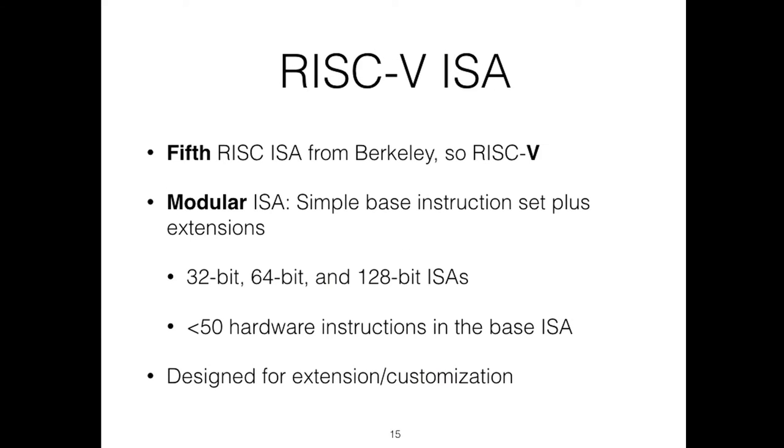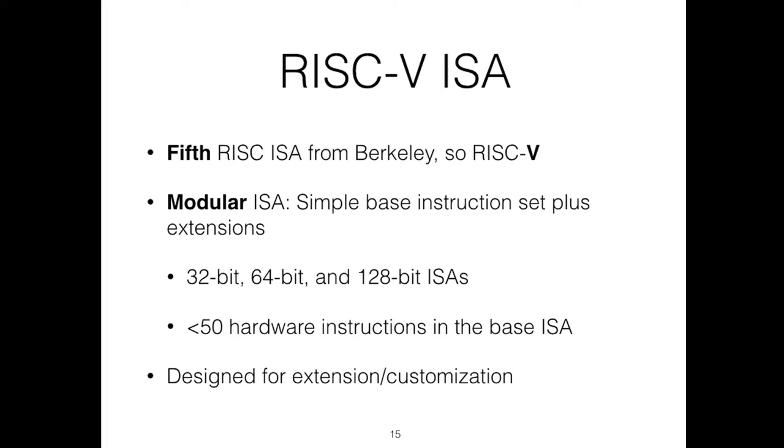And so a little bit more background on RISC-V. Why is it called RISC-V? It's the fifth RISC ISA from Berkeley, so RISC-V, the Roman numeral V. And the nice thing about RISC-V is it's a modular ISA. You have a really simple base instruction set, and you can layer extensions on top of that. So you can have your own extensions, you can add your own custom instructions. If you're a hardware person, it's kind of nice.